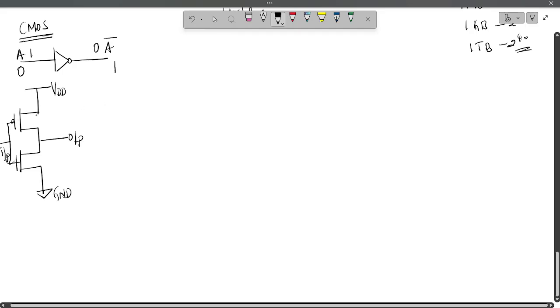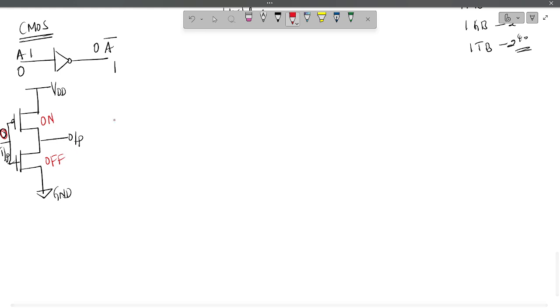Suppose you are giving input equal to 0. Then the PMOS will be on and the NMOS will be off. So this is VDD. Ideally the PMOS is shorted, and the NMOS is open, and this is ground. With input 0, you are getting the output through VDD. So you are getting output as 1.